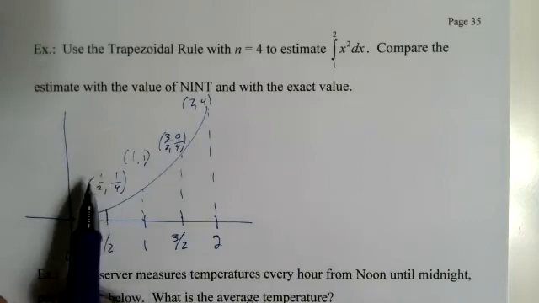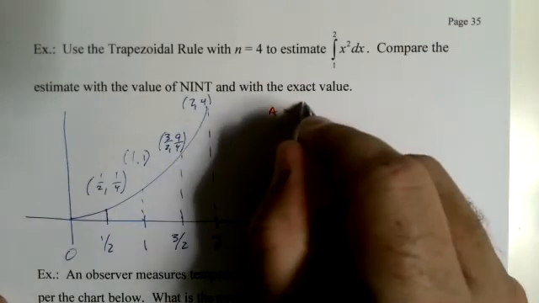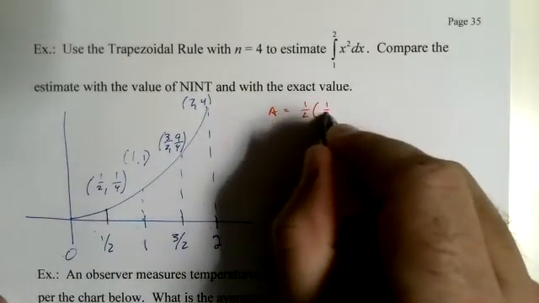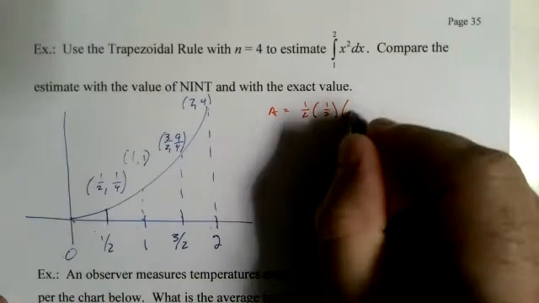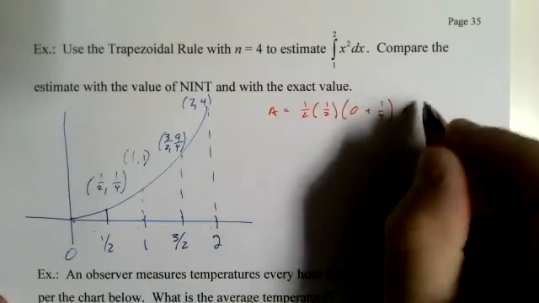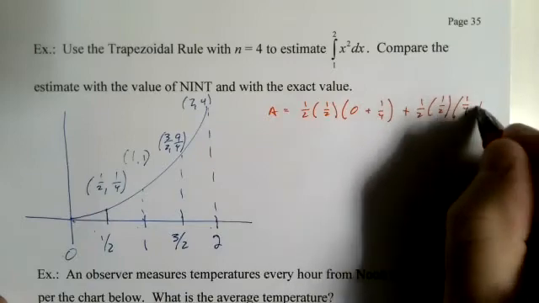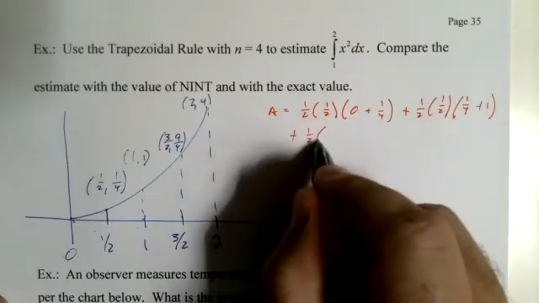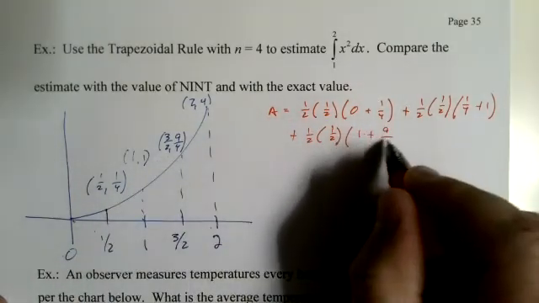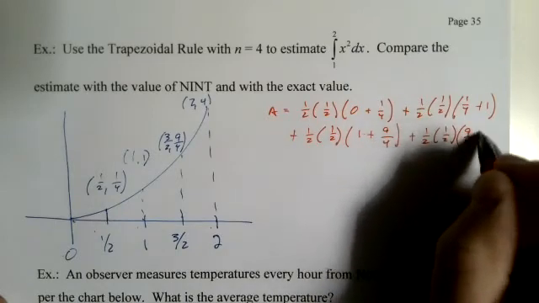We'll see. All right, let's do this the long way and then the short way. Long way. Each area is 1/2 the height. The height's always 1/2. 1/2 the height times base 0, notice the base is the y value, 0, plus 1/4, plus 1/2 the height times 1/4 plus 1, plus 1/2 the height times 1 plus 9/4, plus 1/2 the height times 9/4 plus 4.